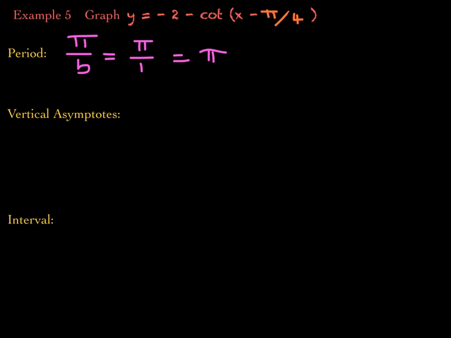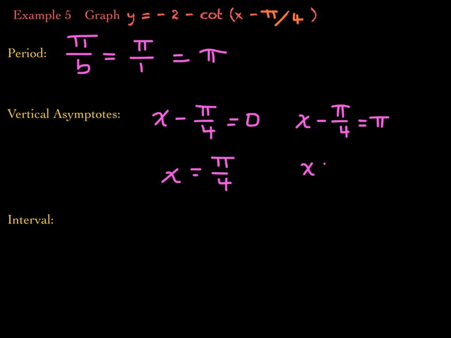To find the vertical asymptotes, I take my entire argument, and because this is the cotangent function, I set it equal to 0 and to pi, and then solve for x. So I'm getting that a vertical asymptote is located at x equals positive pi over 4, and there's another vertical asymptote at, excuse me, not 3 pi over 4, 5 pi over 4. Remember that pi is really 4 pi over 4, so when you add one more pi over 4, you get 5 pi over 4. So let's be careful with our arithmetic there. 5 pi over 4. Okay, great.